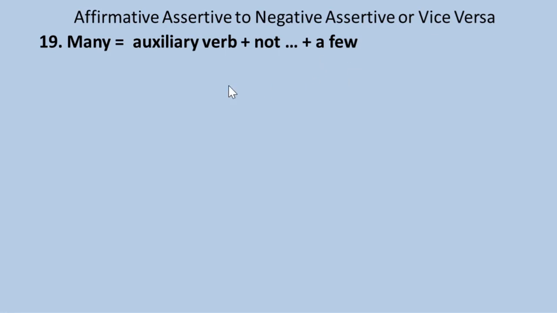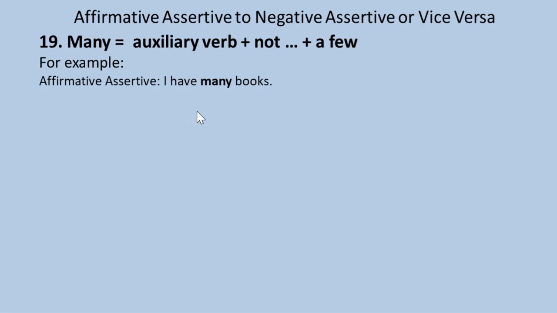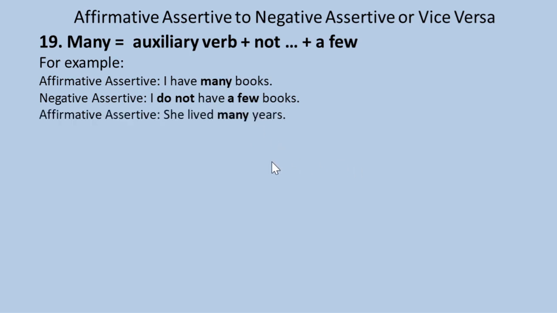Many equals not a few, that is auxiliary verb not a few. For example, affirmative assertive, I have many books. Negative assertive, I do not have a few books. So the negative form of have is do not have, then instead of many, we have to use a few, not a few. Many equals not a few. Affirmative assertive, she lived many years. Negative assertive, she did not live a few years.